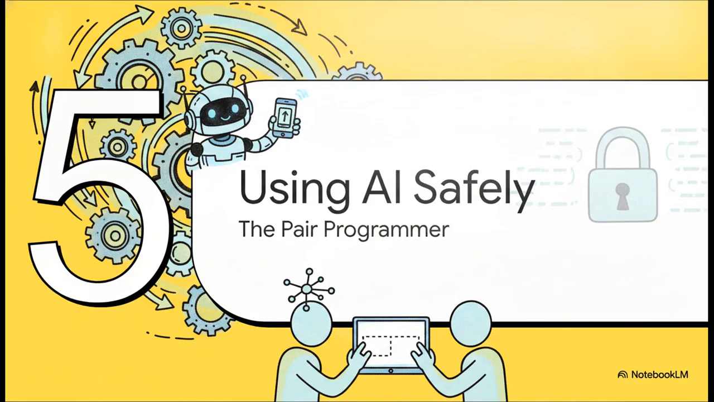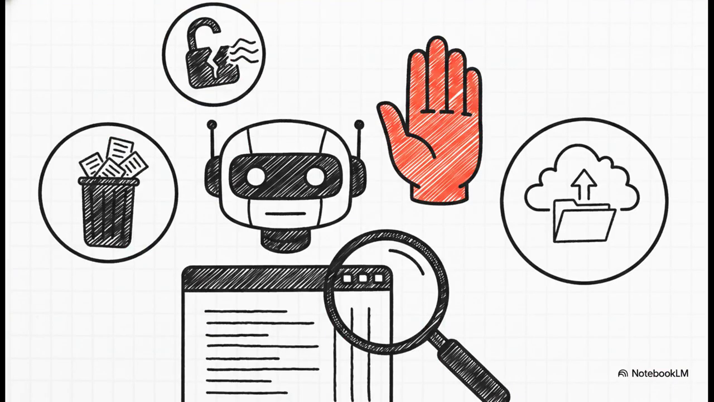Next up, Section 5, Using AI Safely, the Pair Programmer. AI coding assistants are incredible, but remember, they are assistants, not the absolute authority. If an AI agent ever tries to delete a bunch of files, or tells you to run sudo commands which give it admin control, or tries to change your app's digital signing settings, or upload your private source code and passwords to the cloud, stop it immediately. Always inspect commands before blindly hitting approve.